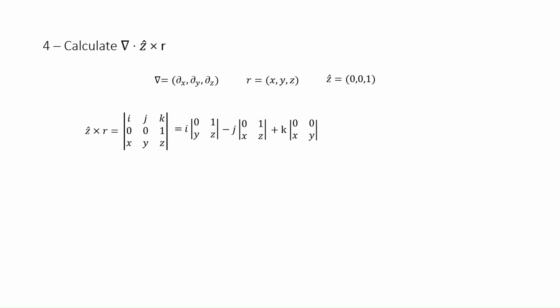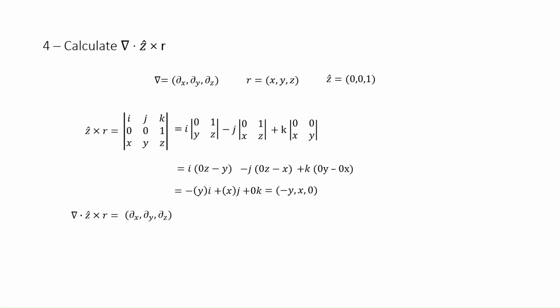And as before, we can expand the determinants to get i(0 − z) minus j(0 − z) minus x, and k with 0y and 0x. Now these can be simplified very easily, and this gives us our vector form of z hat cross r. Now next we need to do del dot this result, and this is very simple, and you just do dx, dy, dz dot minus y, x, 0, and this is the result we get from that dot product.